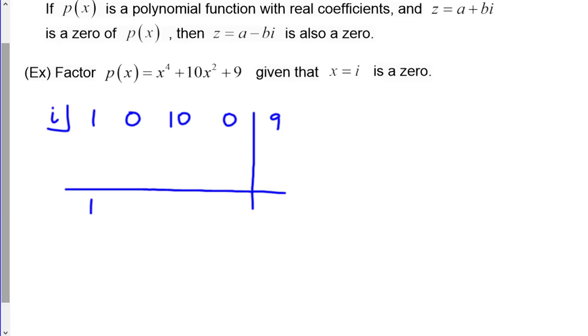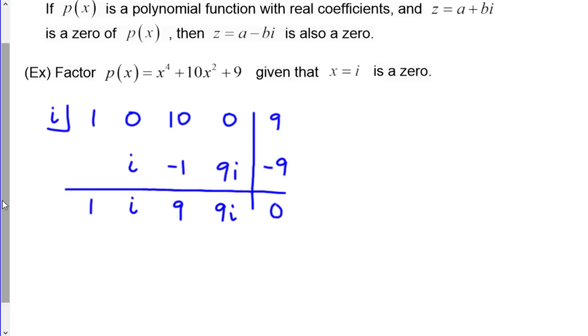Let's bring the 1 down. 1 times i is i. 0 plus i is i. Now i times i is -1. 10 minus 1 is 9. 9 times i is 9i. If I add that to 0, it's 9i. 9i times i is going to be -9.